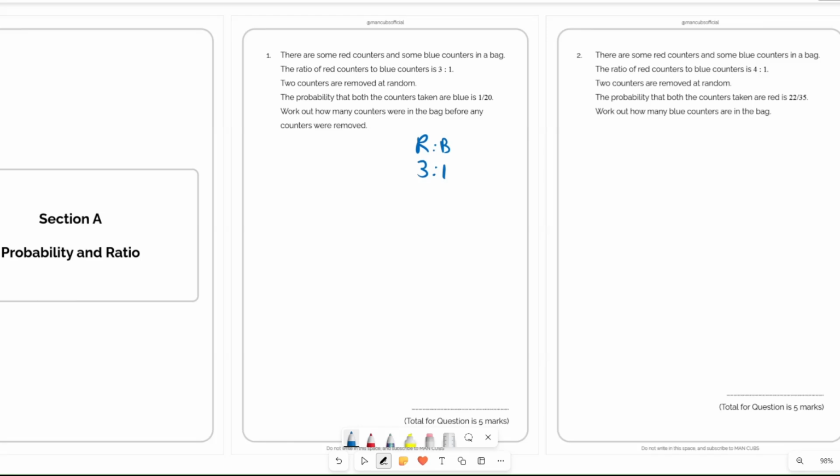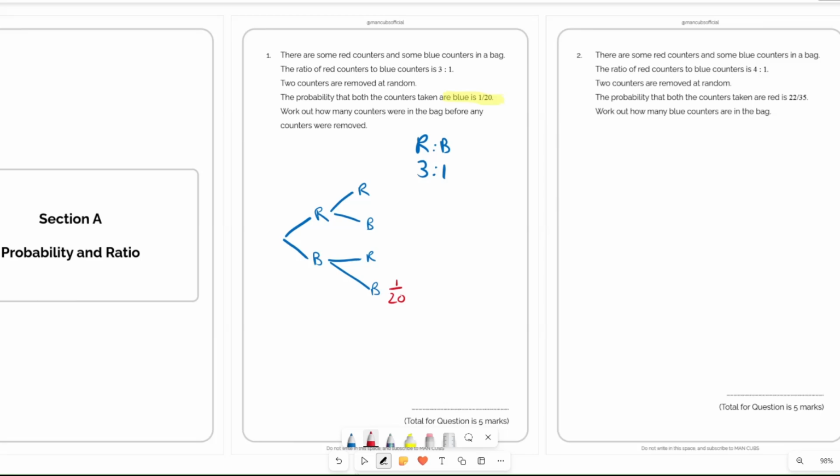So the first step in any problem like this is drawing a tree diagram. We've got red and blue. That's our first counter that we've taken, and then our second counter, because we take two counters, is going to be like that. Might I add that it says two counters are removed at random. It doesn't say anything about the counter being put back, which means we're going to have to take one away from the total. So we know that the probability that both the counters taken are blue is 1 out of 20, so you can write that here, 1/20, like that.